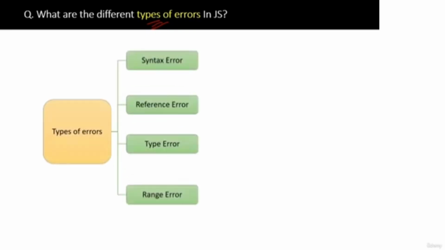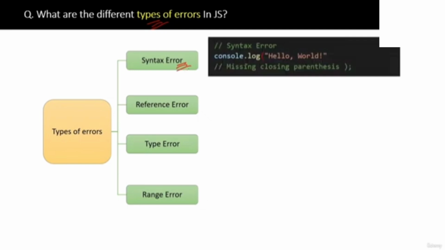What are the different types of errors in JavaScript? In every programming language, we have errors. And here is the list of 4 types of errors in JavaScript. The first one is the simplest one, and that is the syntax error. Here you can see we missed the closing parenthesis, and that is an error, which we call what?